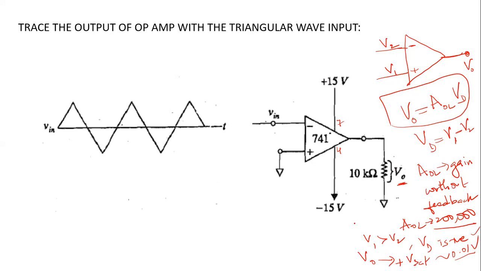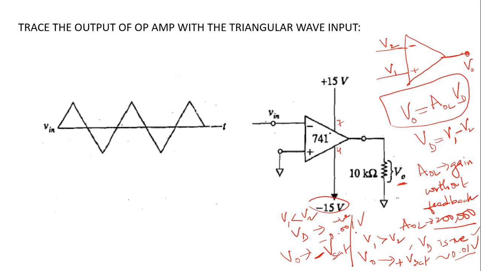Okay. Now, another case is V1 is less than V2. Then that will give you VD as negative. The difference voltage is negative, let's say a small negative value like 0.001 volt. If you multiply with the open loop gain according to this equation, the output voltage will tend to go to a very large negative value. But it cannot go beyond minus 15 volt. So it will saturate at a certain value which is slightly less than minus 15 volt, which we denote here as minus V sat.